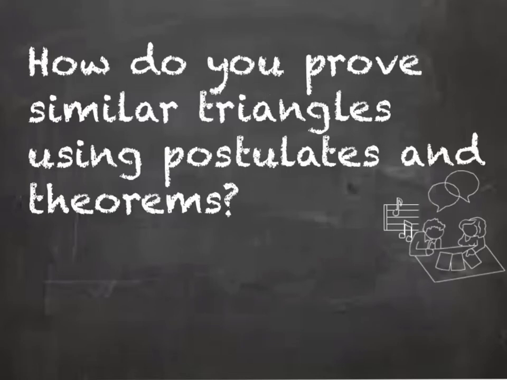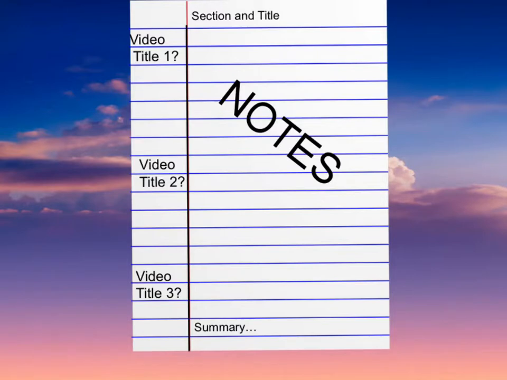How do you prove similar triangles? Using postulates and theorems. This is for Chapter 7, Section 3 out of your textbooks, and we're going to answer this question by the end of the video. Here's an example of how your notes should look to take notes from this video.